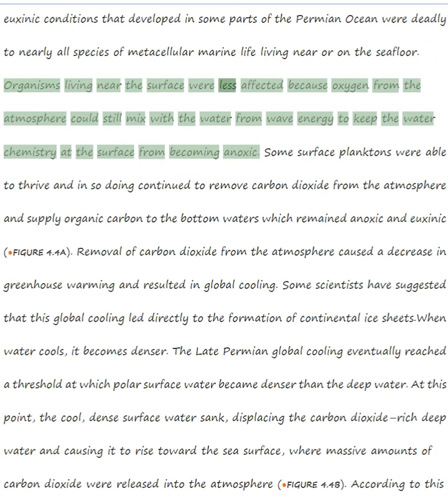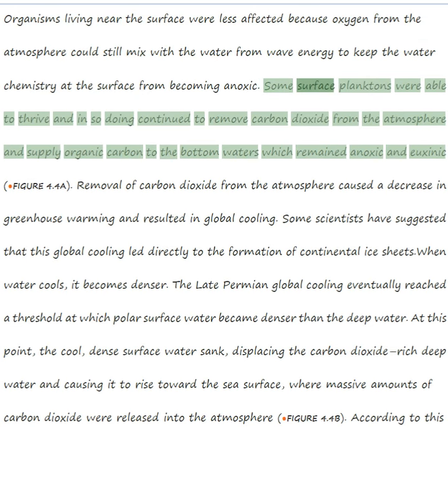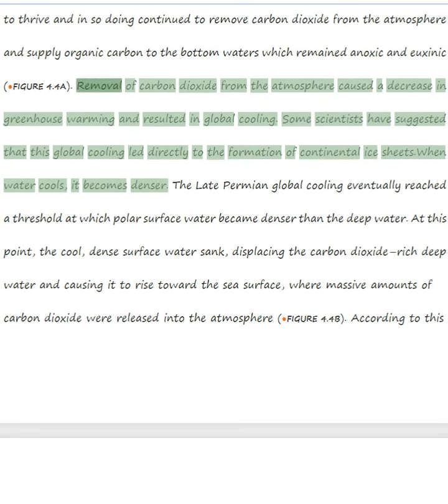Organisms living near the surface were less affected because oxygen from the atmosphere could still mix with the water from wave energy to keep the water chemistry at the surface from becoming anoxic. Some surface plankton were able to thrive and in so doing continued to remove carbon dioxide from the atmosphere and supply organic carbon to the bottom waters, which remained anoxic and euxinic. Removal of carbon dioxide from the atmosphere caused a decrease in greenhouse warming and resulted in global cooling. Some scientists have suggested that this global cooling led directly to the formation of continental ice sheets.